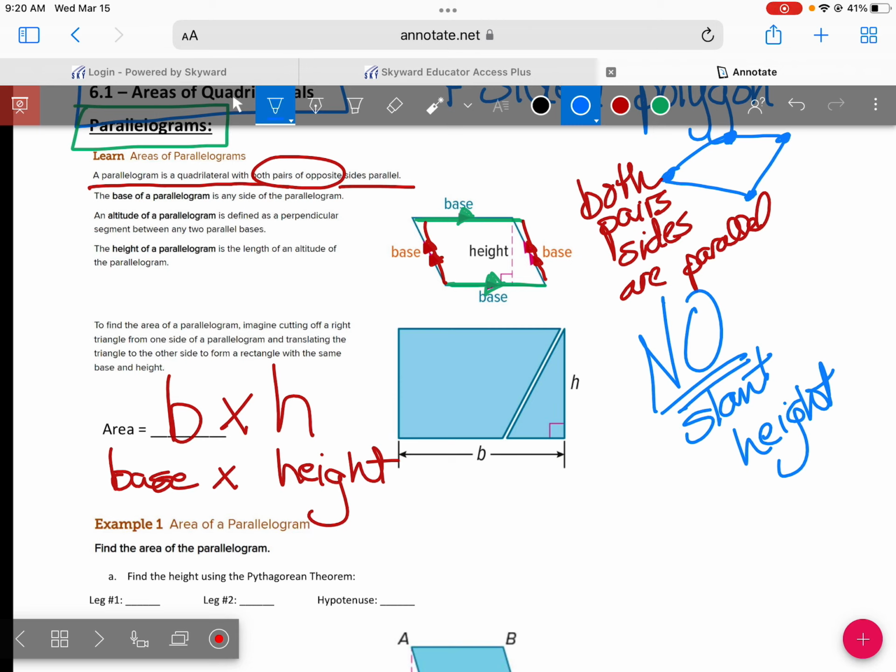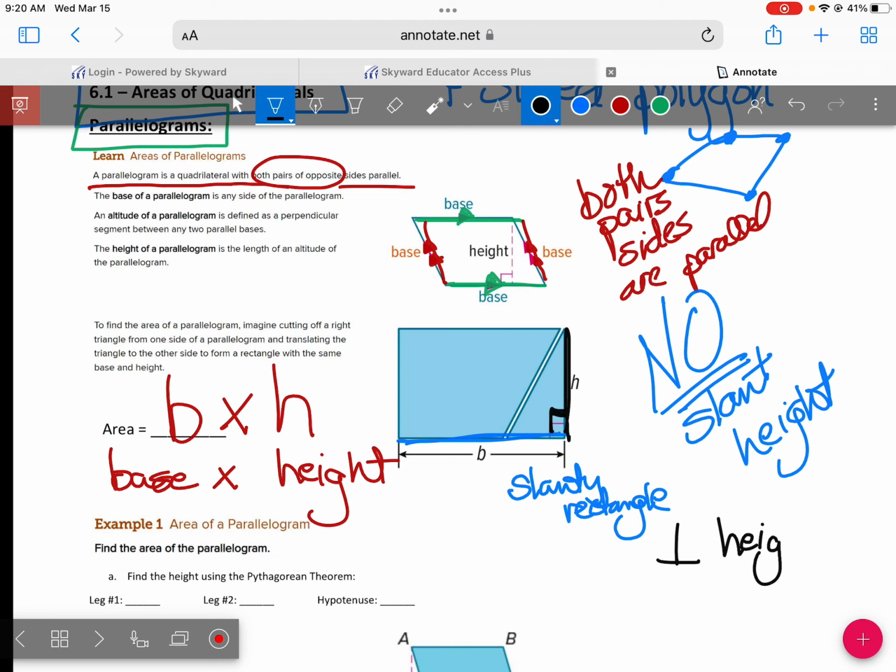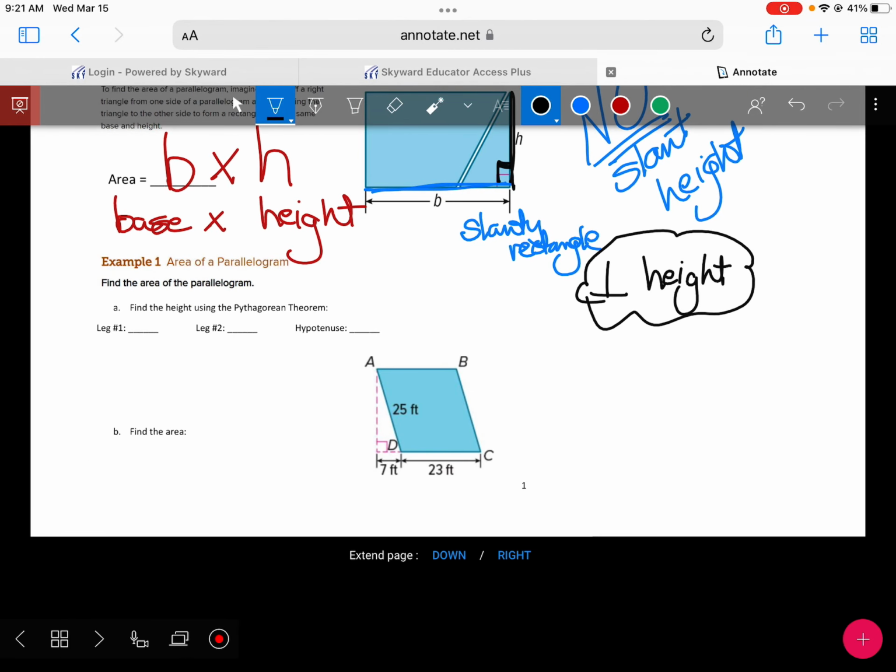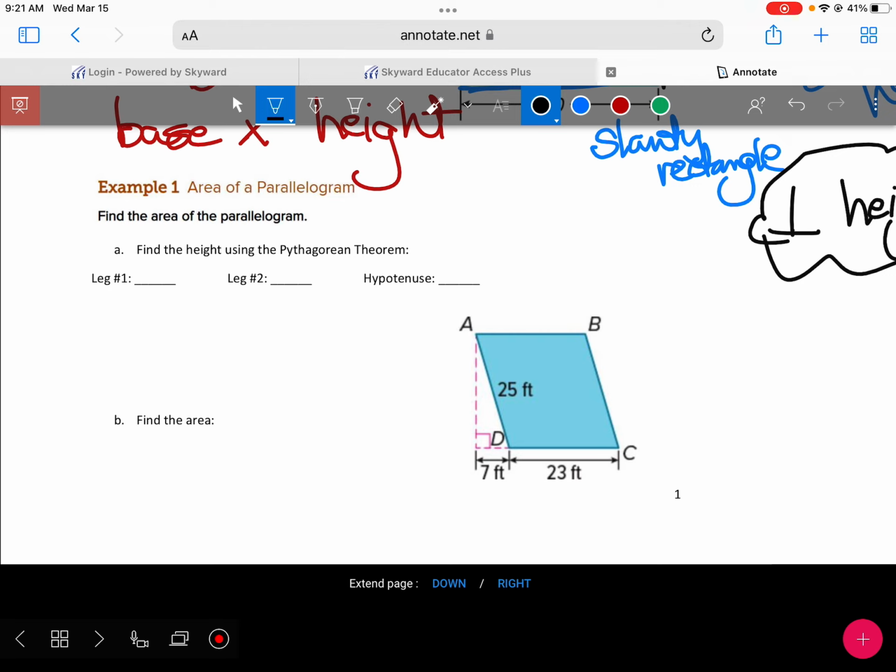So a parallelogram is just a slanty rectangle. The base is going to be the whole entire bottom. And the height is going to be perpendicular, meaning it has to form a right angle. So we want the perpendicular height. This is what we want. We do not want slant height. All right, so let's take a look at this parallelogram at the bottom.